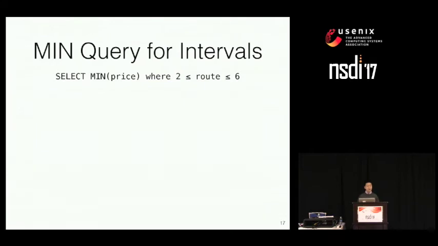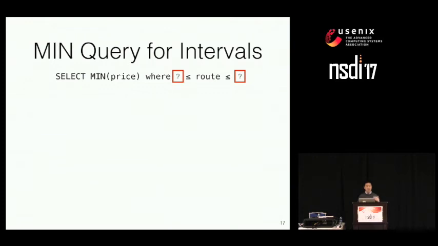So let's try to do a min query with a different condition type, intervals. So this query also requires us to develop new protocols. So suppose now we want to select the minimum price of many similar routes. And we can represent this using an interval condition, and we want to hide the values in the interval. So now I'll provide a high-level overview of the protocol.